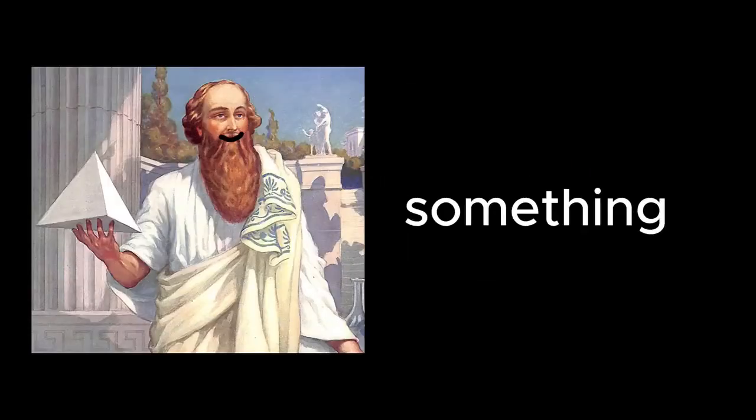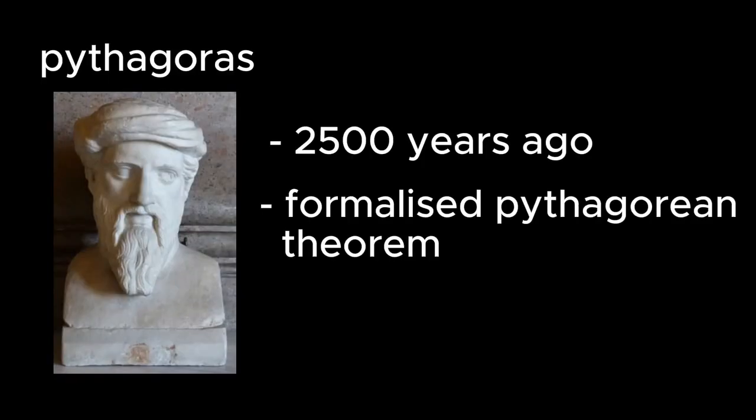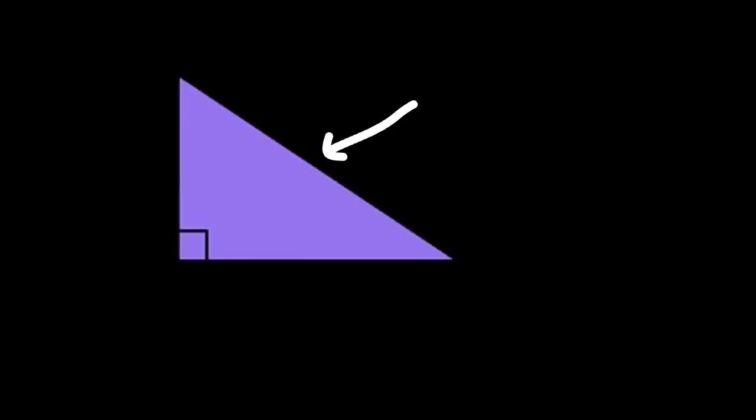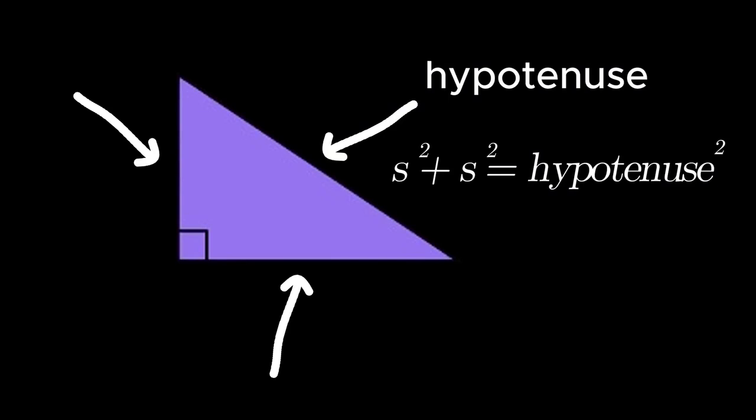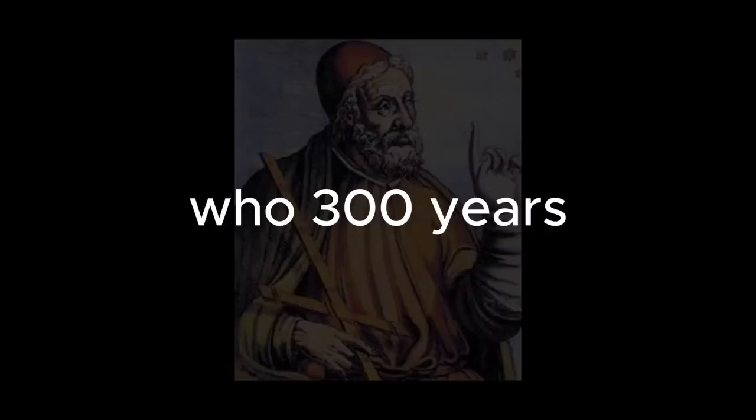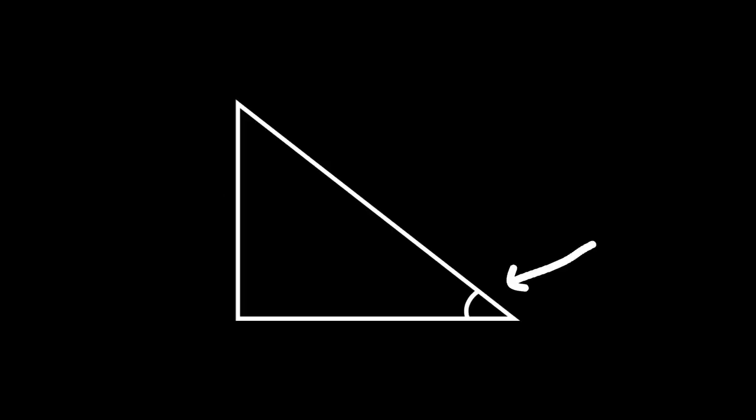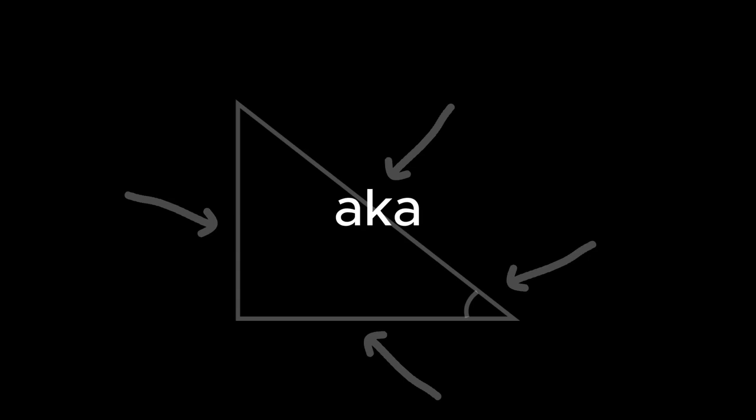Hey, want to see something cool? Said a man named Pythagoras almost 2,500 years ago as he formalized the Pythagorean theorem. It tells us that this side, called a hypotenuse in a right-angled triangle, equals the sum of the squares of the other 2 sides. But that's freaking whack, said this guy who 300 years later gave us a way to calculate the crazy relationship a triangle's angle has with its sides, aka trigonometry.